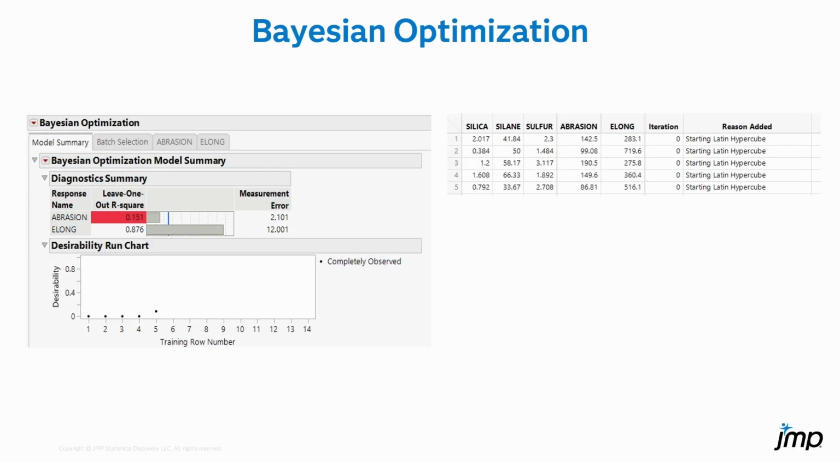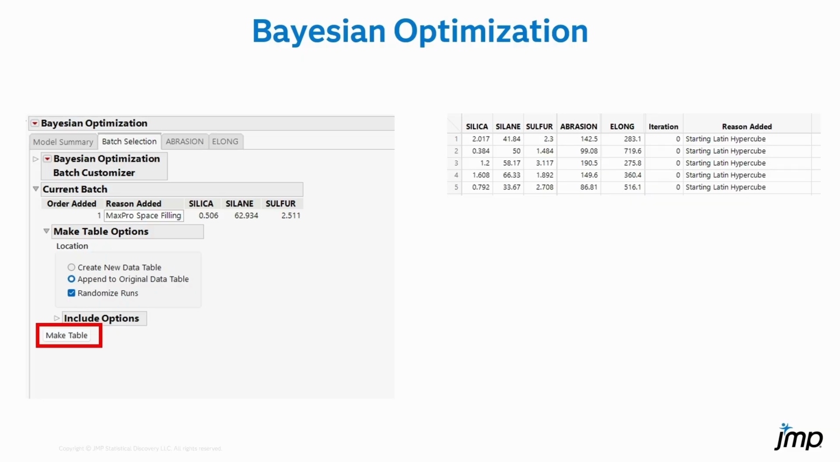Here's a simple example using a simulated version of the familiar tire tread sample data set. We want to maximize the abrasion response while matching a target on the elong one by adjusting 3 input variables. The original data has 20 runs, but here we will start with just 5 runs from a Latin hypercube design. We bring up the platform and we see that the abrasion response is fitting poorly. We also see a run chart of the observed desirability scores. They are all near 0, so none of these starting runs are anywhere close to solving our problem.